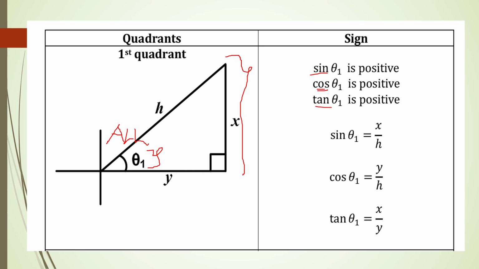So sine of theta 1, remember that from SOHCAHTOA, sine is going to be the same as opposite divided by hypotenuse. So our opposite in this case is x. Remember that opposite is that side without an angle. And our adjacent is the side which has an angle together with this symbol of right angled. So for this acute triangle, sine is opposite divided by hypotenuse. And our opposite for this case is x and our hypotenuse is h.